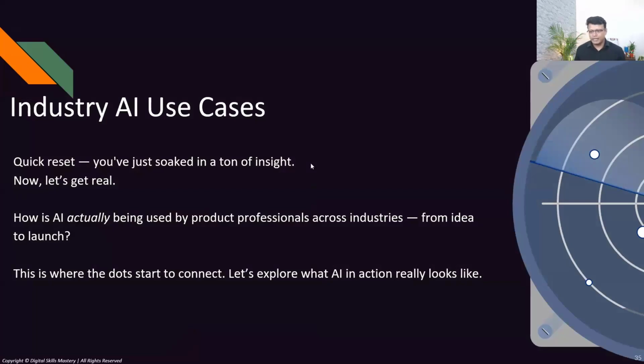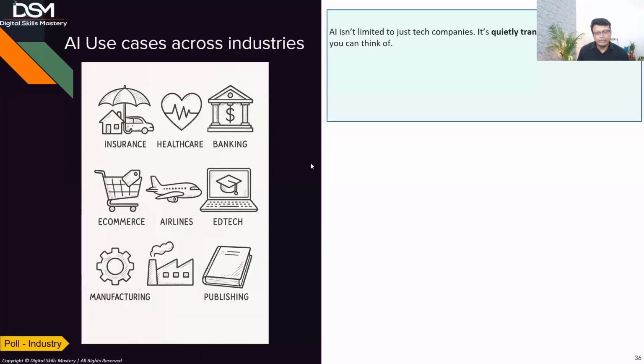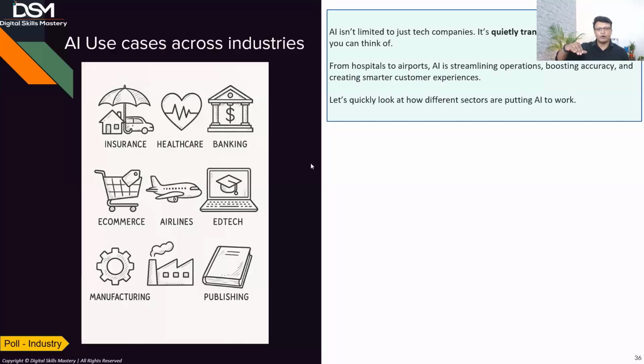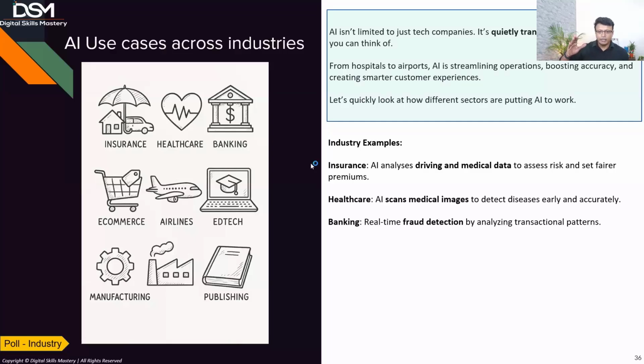Now let's quickly look at the industry AI use cases, how the dots are connecting. I'll give you a further idea of how it is impacting the particular industry that you're working in, and how it is transforming every industry, including yours. So example one, insurance. Artificial intelligence is analyzing driving and medical data to assess risk and set fairer premiums. That's one of the use cases.